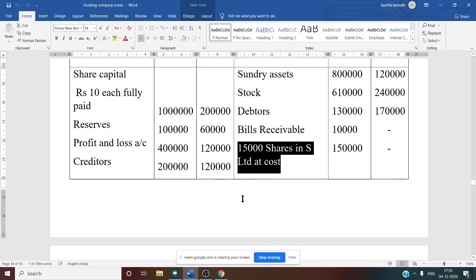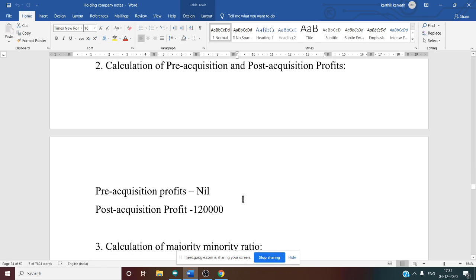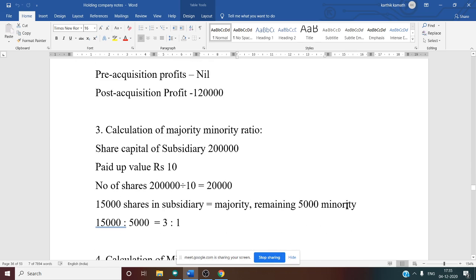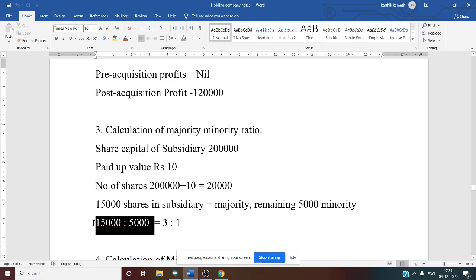So 15,000 we know is the majority. So 20 minus 15, the remaining becomes the minority. That is 20,000 minus 15,000, so 5,000 becomes the minority. Now we want the majority-minority ratio. The majority amount we know, and the minority amount we also got. So 15,000 is to 5,000. Simplify this, all the zeros get cancelled. 5 ones are 5, 5 threes are 15, so 3:1 is the majority-minority ratio.